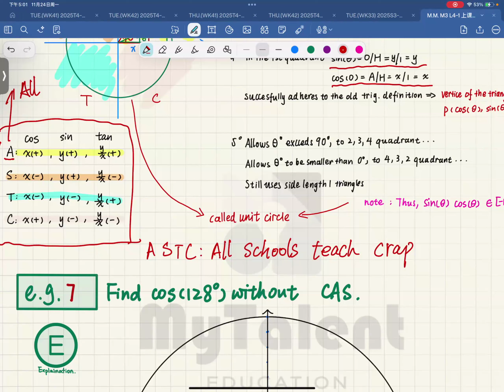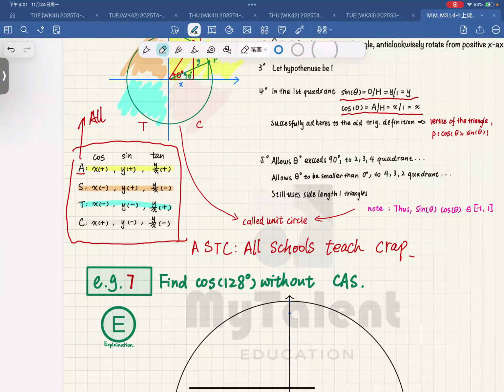Yeah, I said add sugar to coffee. Okay. Anyway, is that easier to memorize? That's crazy. That's good. Include this school as well. All right. All schools teach crap.